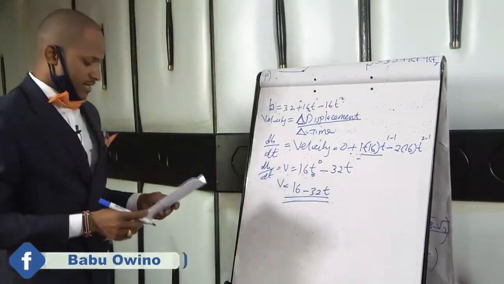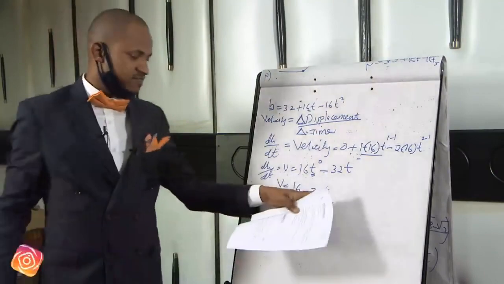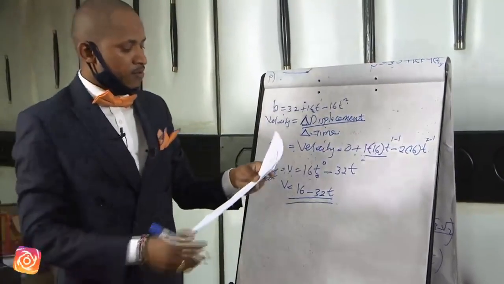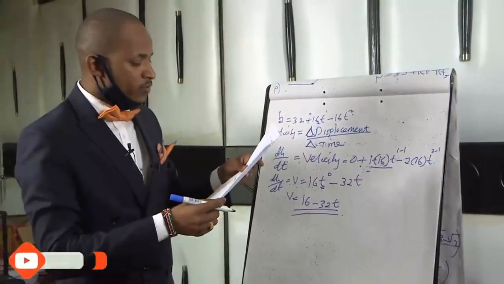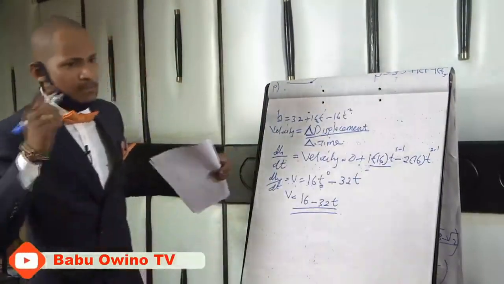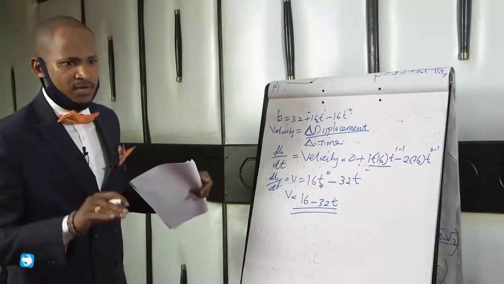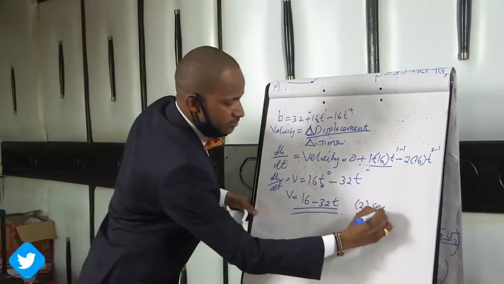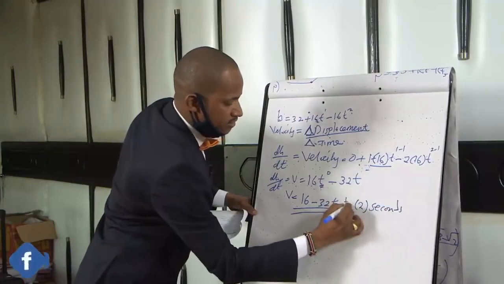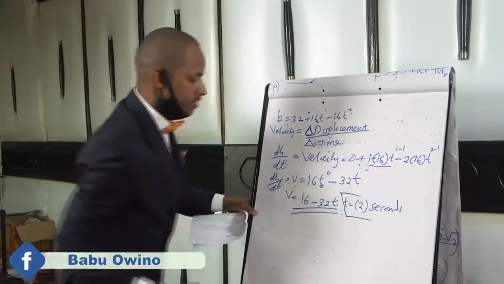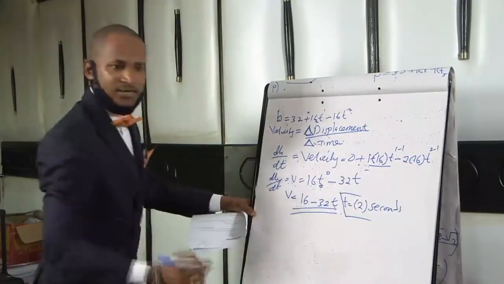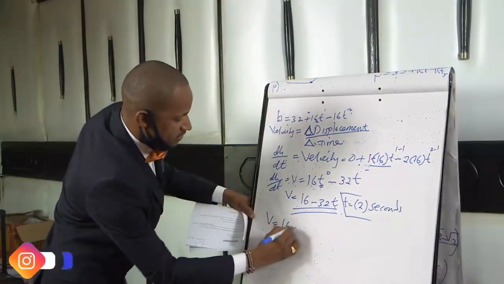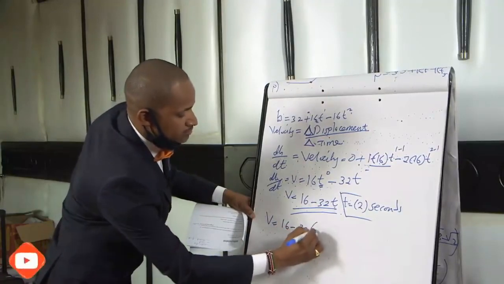But the question is telling us to find the value of this velocity at which he hit the water surface. We remember that the time taken to hit the water surface was 2 seconds. So t is equal to 2 seconds, and where there is t, you replace it with 2. Therefore, velocity is equal to 16 minus 32 times 2 seconds.